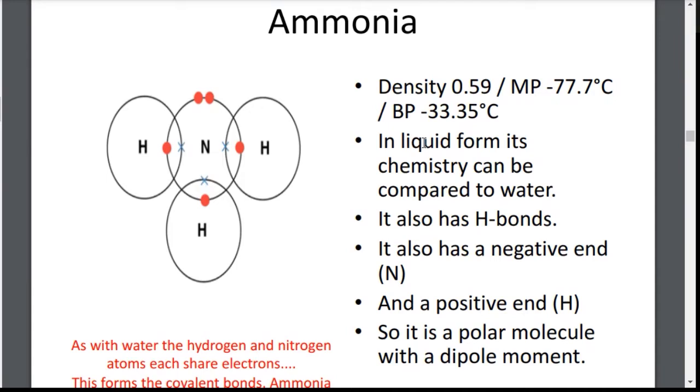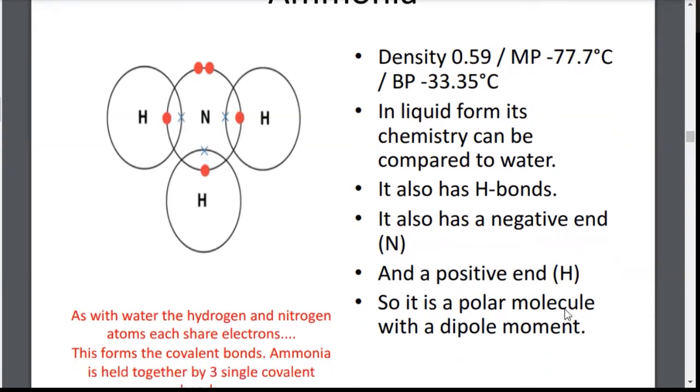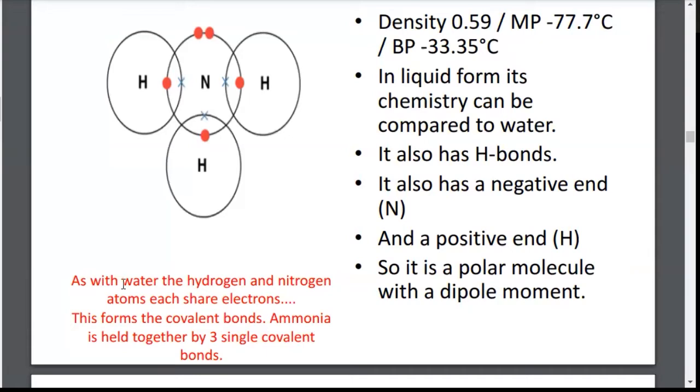But in liquid form, it does have hydrogen bonds because it has a negative end, which is where the nitrogen is, and it has a positive end, which is where the hydrogen is. So it is a polar molecule with a dipole moment. As with water, the hydrogen and nitrogen atoms each share electrons, because that's what a covalent bond is. This forms the covalent bond. Ammonia as a molecule is held together by 3 single covalent bonds. Now, if you see these 2 electrons here, it has only 1 lone pair of electrons. Water has 2 lone pairs.